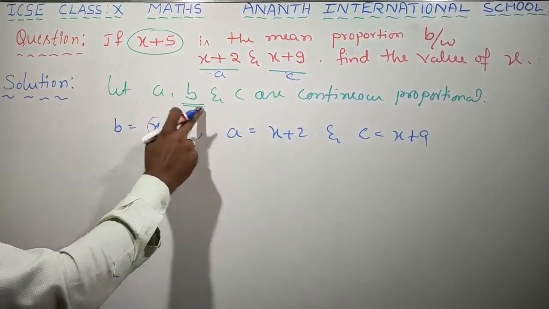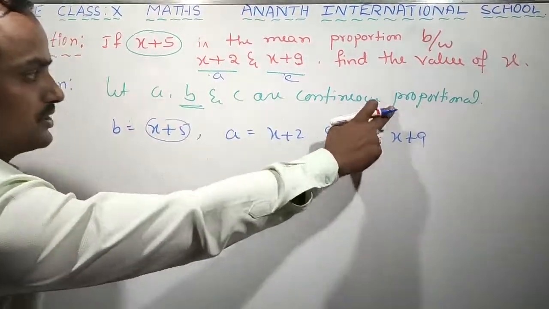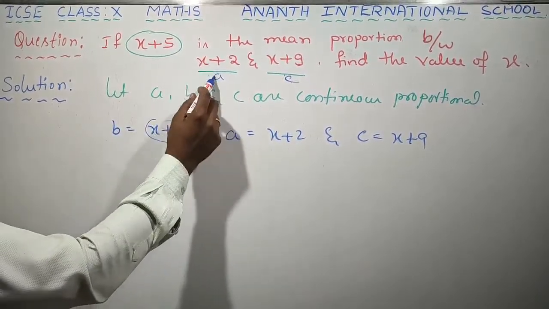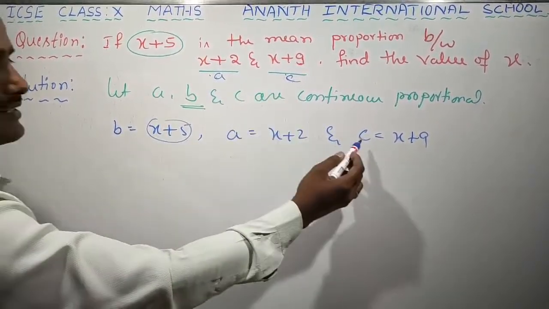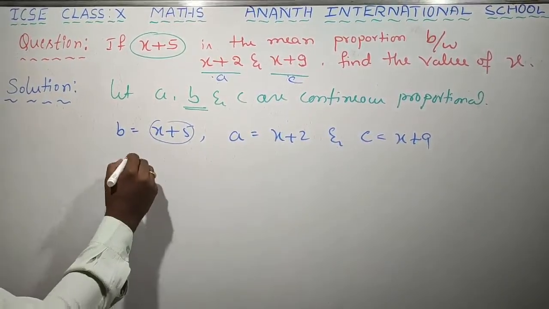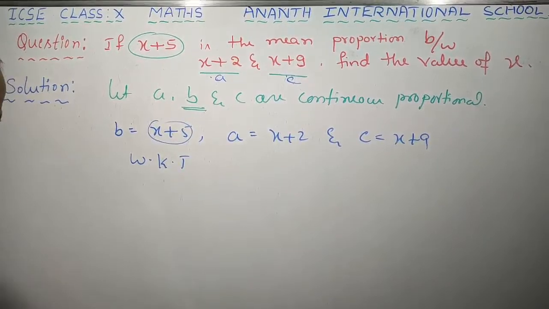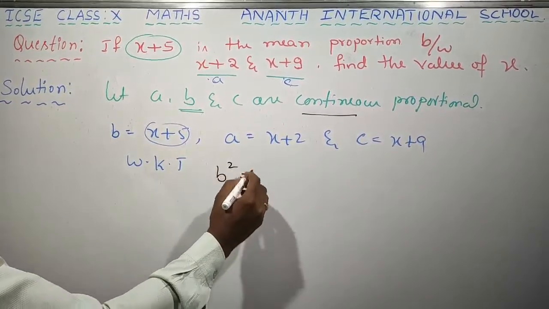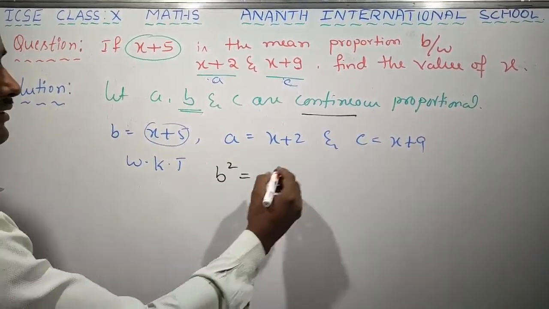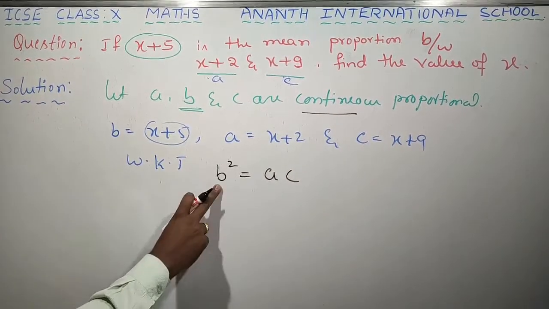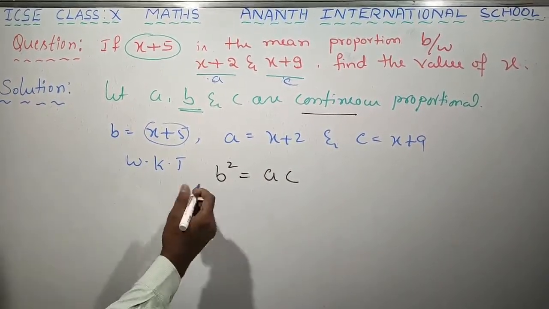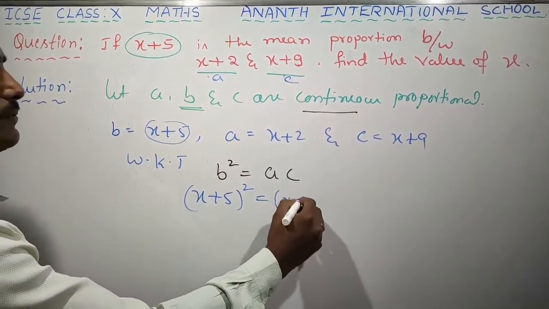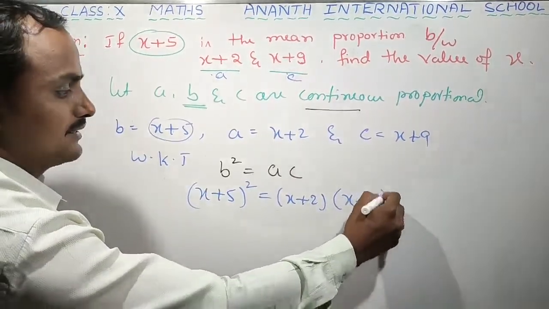Let, in the solution part, A, B and C are continuous proportion. In ABC, B is the mean, written as x plus 5. The mean is between these two, this is the first term A, this is the last third term x plus 9, children. We know that A, B, C are continuous proportion. Continuous proportion means the mean square is equal to the product of the first and third term, A into C. Now I will substitute the value of B. What is the value of B? x plus 5 whole square is equal to A value x plus 2, C value x plus 9, children.